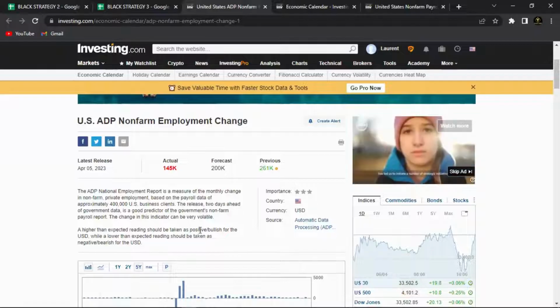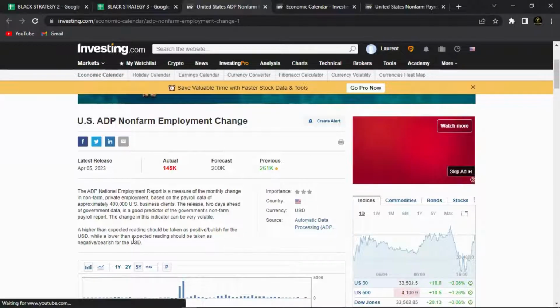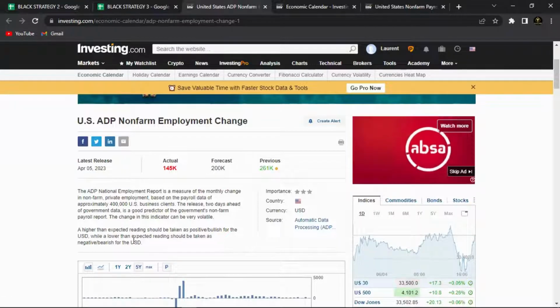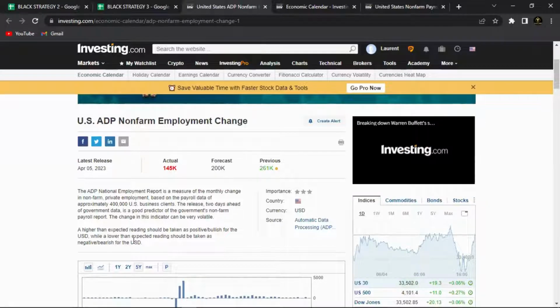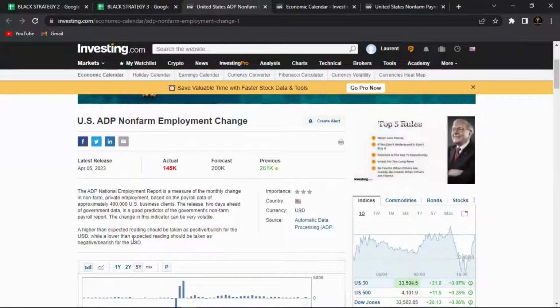A higher than expected reading is taken as positive or bullish, while a lower than expected reading is taken as negative. So this one is the first indication of what's really going to happen on the non-farm employment of the government, right? This one is more of a private sector measure.